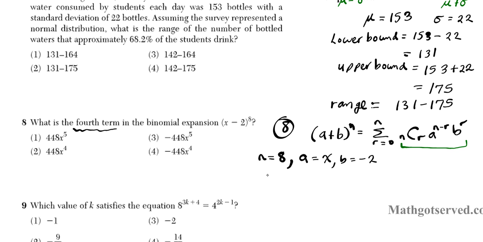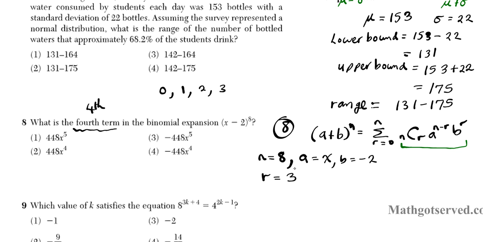Another part you have to be extremely careful about is r. Most people would think that r is 4, since we're looking for the fourth term. That's absolutely wrong. We start counting from 0. r equals 0 is the first term, the second term is r equals 1, the third term is r equals 2, and the fourth term is r equals 3. So r is always 1 less than the term you're looking for. For the fourth term, r is going to be 3. This is a big mistake that most people make, so please be careful with your r and also with the sign of b.